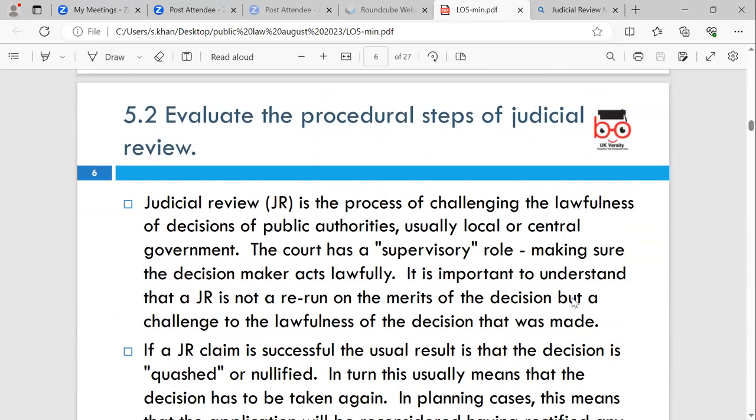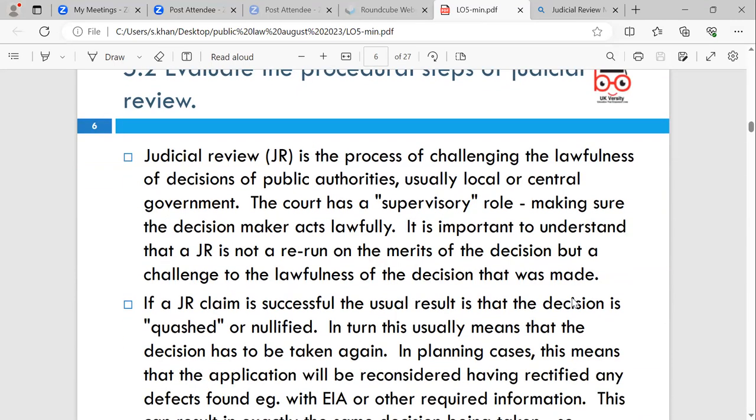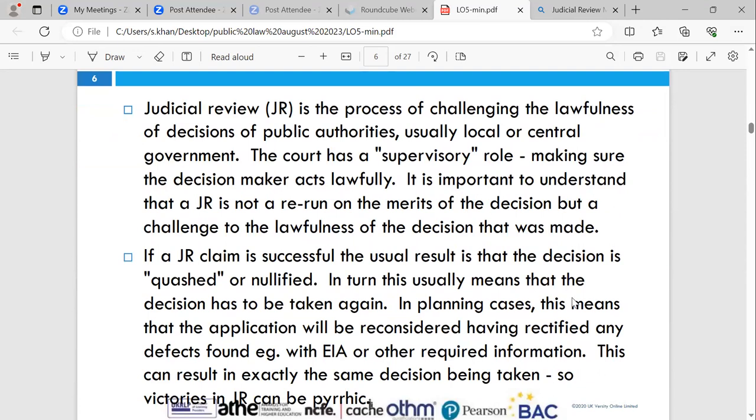5.2, evaluate the procedural steps of judicial review. So judicial review, as we mentioned, is referred to as JR, and is the process of challenging the lawfulness of decisions of public authorities, usually local or central government. The courts have a supervisory role, making sure the decision maker acts lawfully. It is important to understand that a JR is not a rerun of the merits of the decision, but a challenge to the lawfulness of the decision that was made.